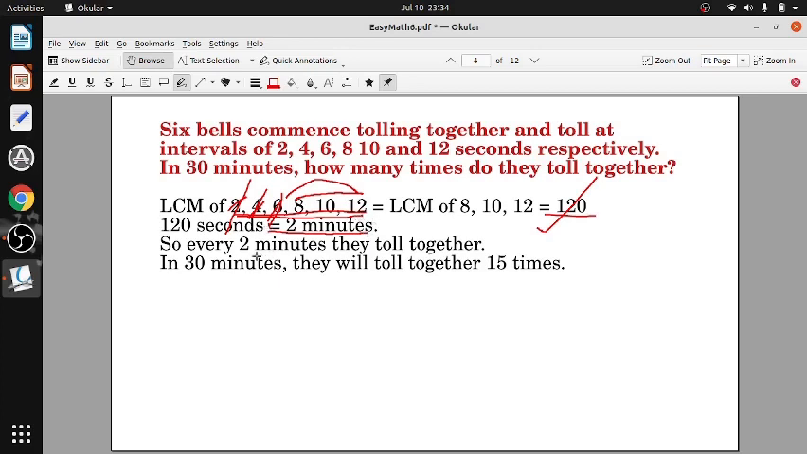So every 2 minutes they will toll together. Every 120 seconds. This is seconds because all these are seconds. So 120 seconds are 2 minutes. So 2 minutes में एक बार, तो 30 minutes में 15 बार, 15 times. In 2 minutes they toll together once. So in 30 minutes they will toll 15 times.